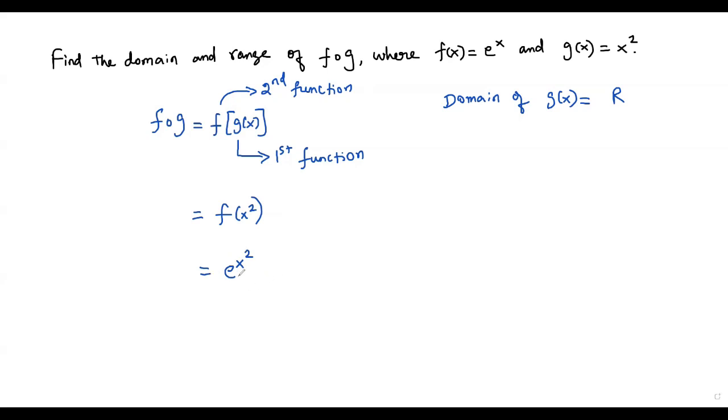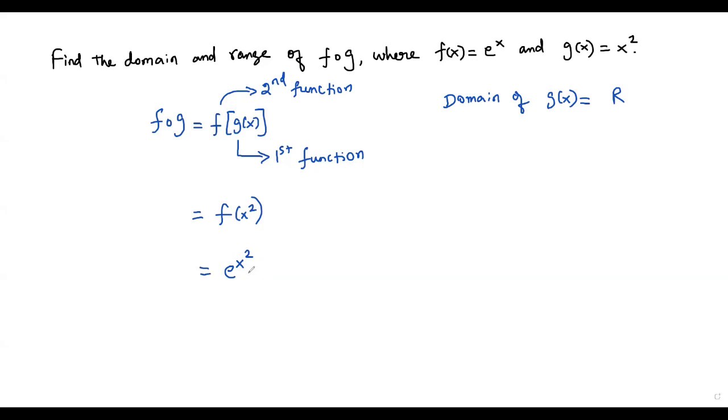Now, what is the domain of the result of this composite function? What values can we plug in for x over here so that the value of e to the power of x squared will be defined? For any real value of x, e to the power of x squared will be defined.